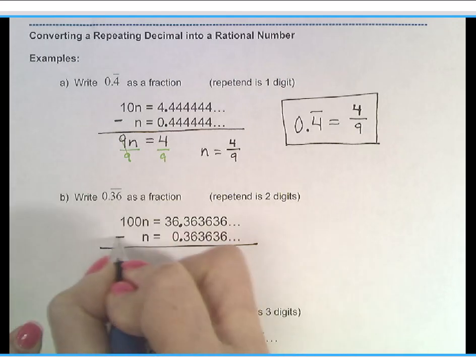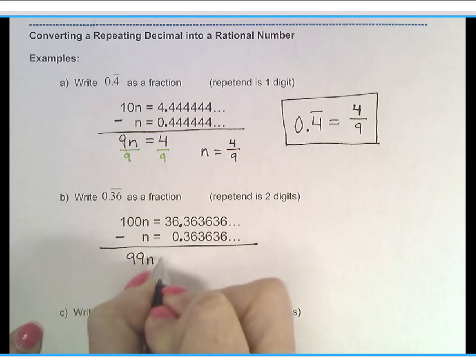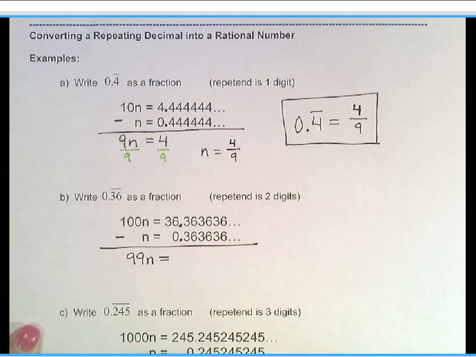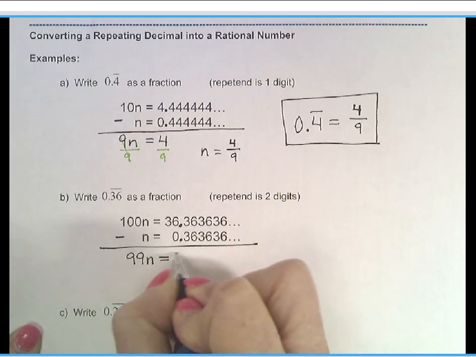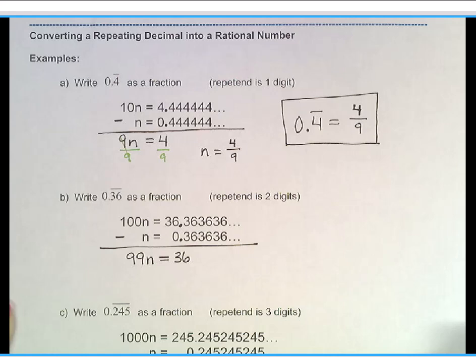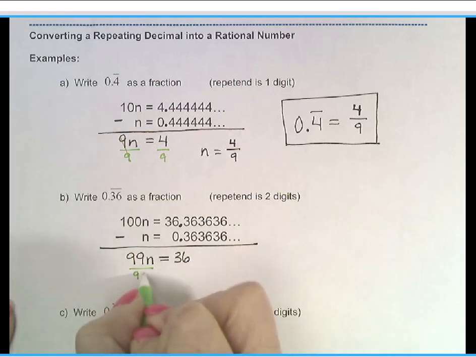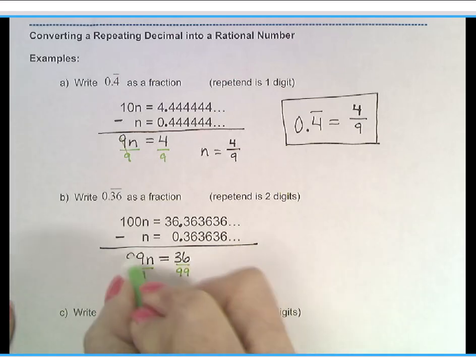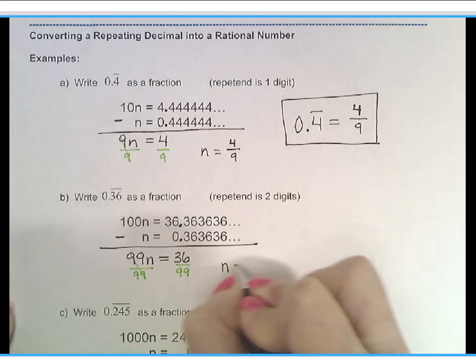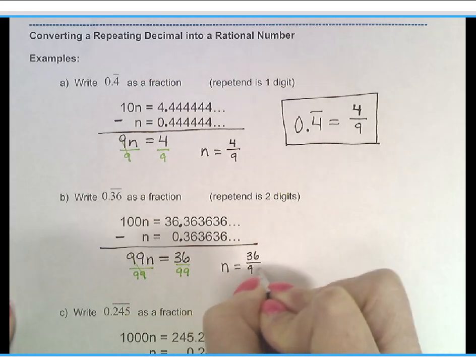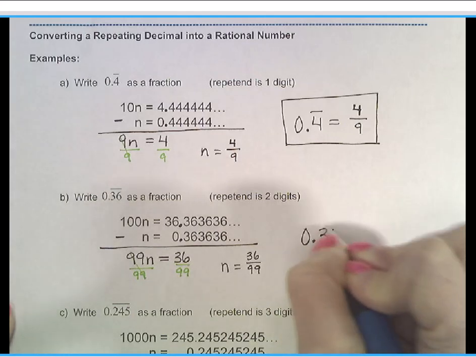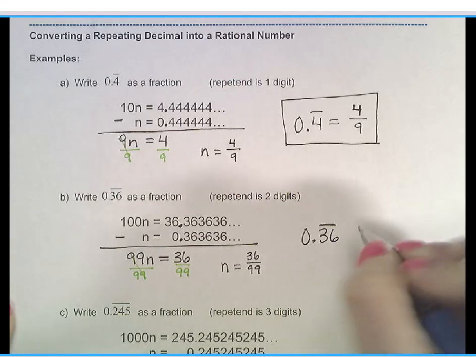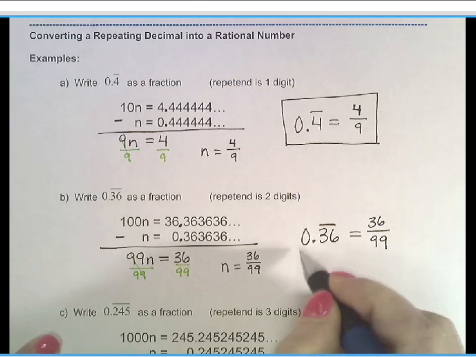And I'm going to play the same game. I'm going to subtract them, and I'll get 99n on the left. And all those 36s that repeat past the decimal are going to cancel. We're just going to get 36. And how do you solve that? You divide by 99. So we get n equals 36 over 99. So if you want to write the repeating decimal 0.36 repeating as a fraction, you write it over 99.